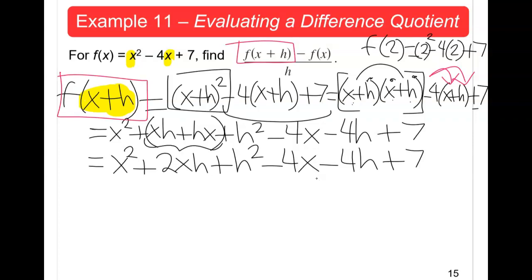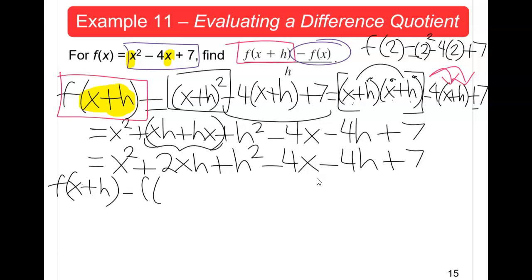Now we're going to move on to the second part, which is subtract the original function. Which one is the original function? The equation that was given to us here. So that is f of x. So let's write it as a formula. f of x plus h minus f of x over h. That's the formula for the difference quotient.